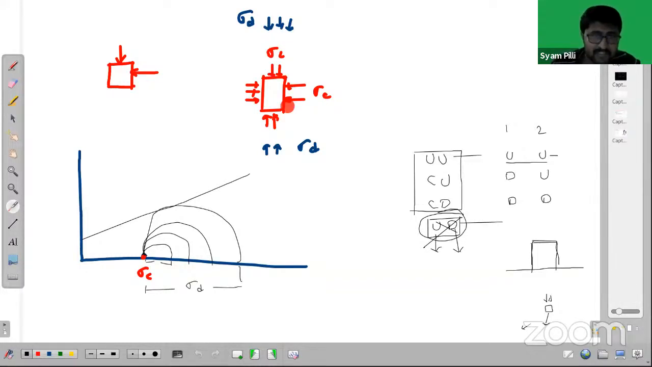In the first stage we are giving confining stress. In the second stage, we are giving deviating stress. In both the stages, effective stress is not increasing anything.